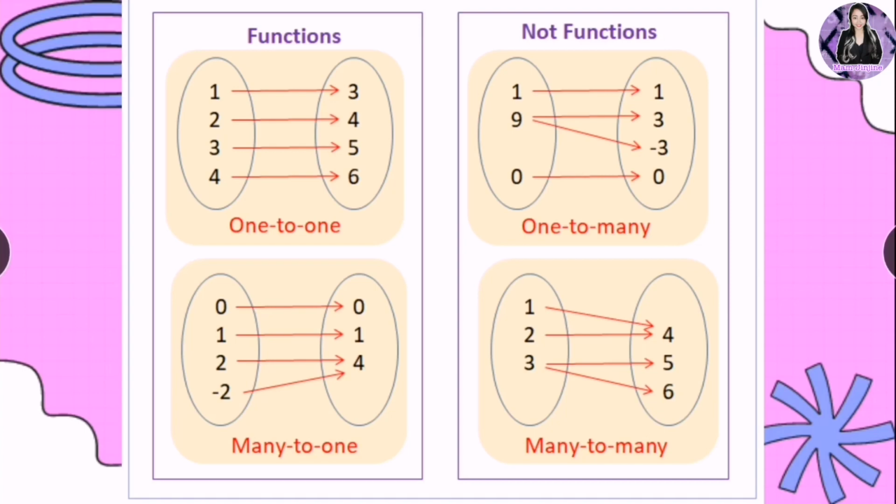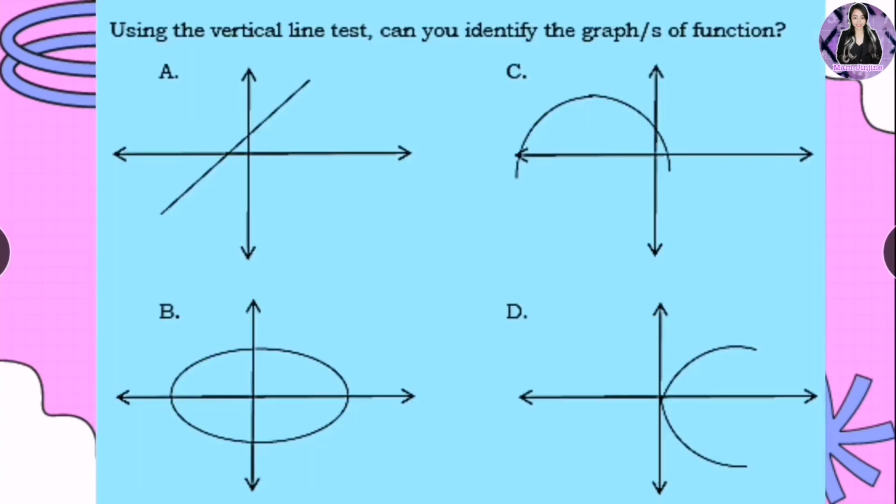A relation between two sets of numbers can be illustrated by a graph in the Cartesian plane, and a function passes the vertical line test. A graph of a relation is a function if any vertical line drawn passing through the graph intersects it at exactly one point. Using the vertical line test, can you identify the graph or graphs of function? Let us try letter A.